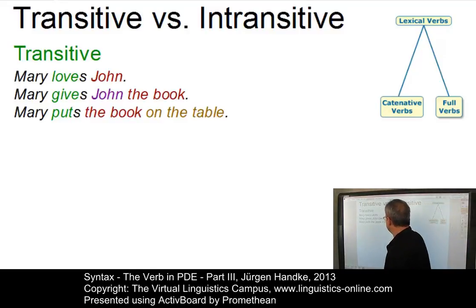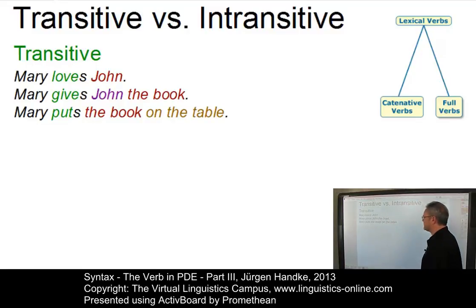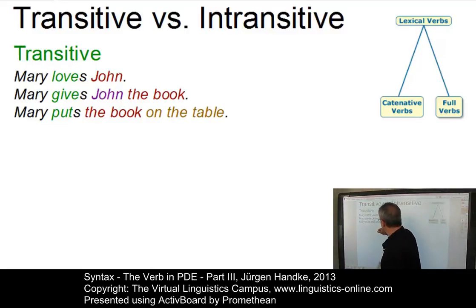Here are transitive verbs. Mary loves John. The argument, the non-subject argument, is of course the object John. One argument, an object noun phrase. In Mary gives John the book, we have two arguments, that is two object noun phrases, where the first one, John, is an indirect object and the book is a direct object. And in put, we also have two arguments, one object, the book, and a prepositional phrase complement. You might want to call this an obligatory adverbial. So all these verbs are transitive verbs.